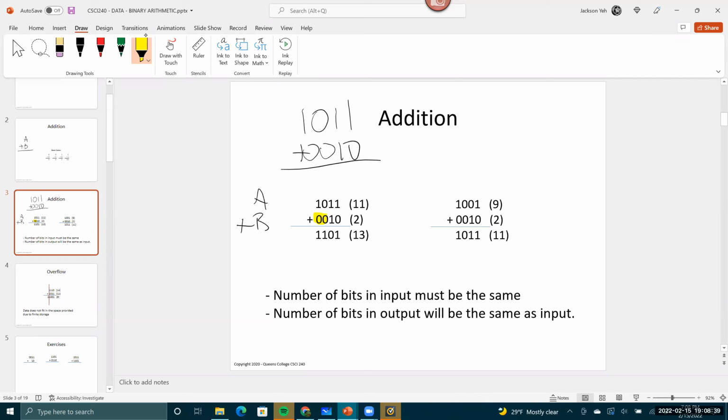The other requirement is, because the computer is doing things in pairs, that the number of bits in the output will need to be the same as the input.